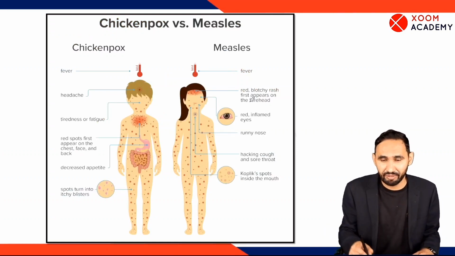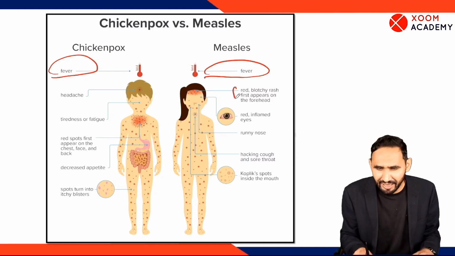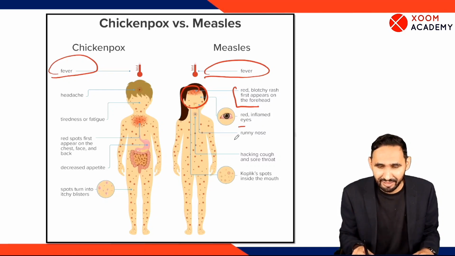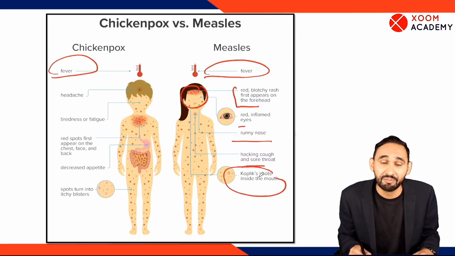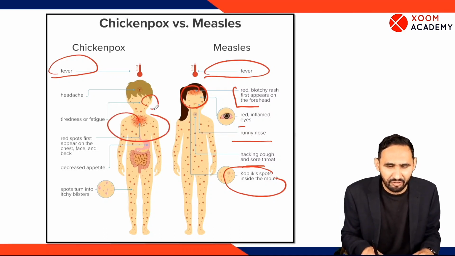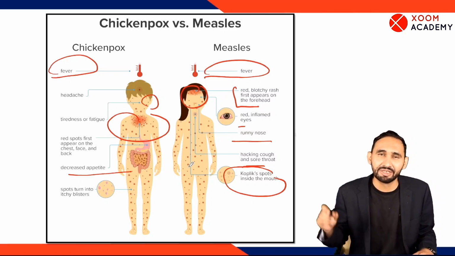Now we'll see the difference between measles and chickenpox. Fever is common in both measles and chickenpox. In measles, there is a red rash that first appears on the forehead. Then there are red irritated eyes. This is a sign of measles. Running nose. But then there is cough and Koplik spots, which are pathognomonic signs of measles, which appear on the buccal mucosa. In chickenpox, rash appears on the trunk, then spreads to the face. So there is loss of appetite in chickenpox. So these are the major differences of measles and chickenpox.